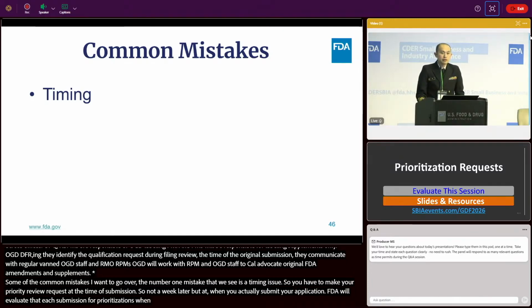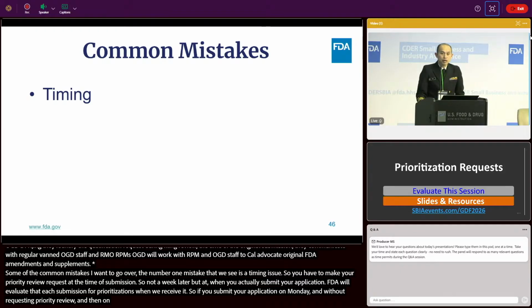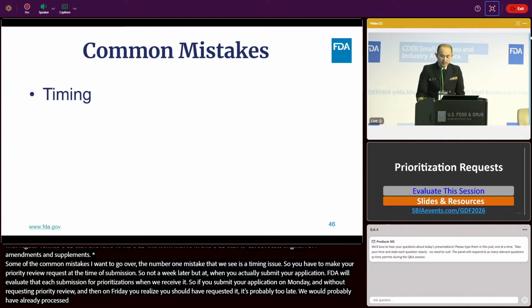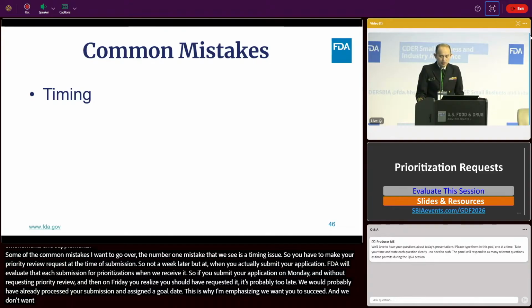So if you submit your application on Monday without requesting priority review, and then on Friday you realize you should have requested it, it's probably too late. We would probably have already processed your submission and assigned the goal date. This is why I'm emphasizing this: we really want you to succeed, and we don't want you to miss an opportunity because of a timing issue when you could have qualified for that shorter goal date.